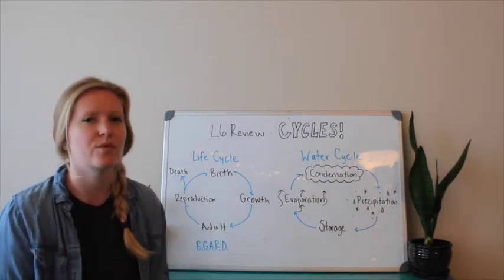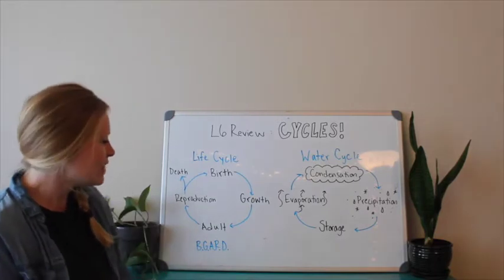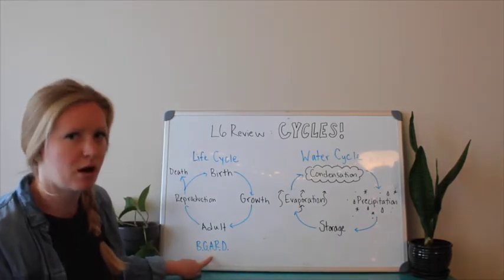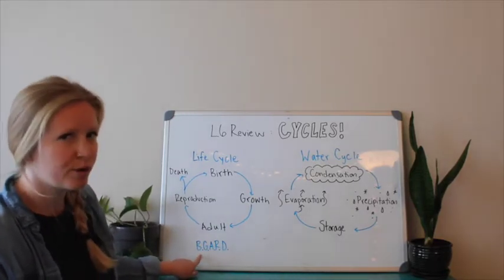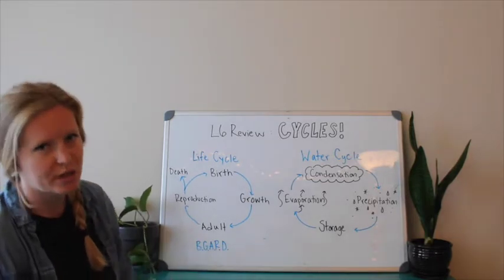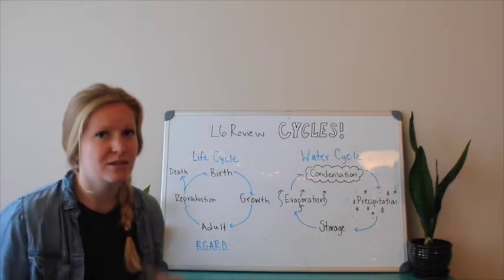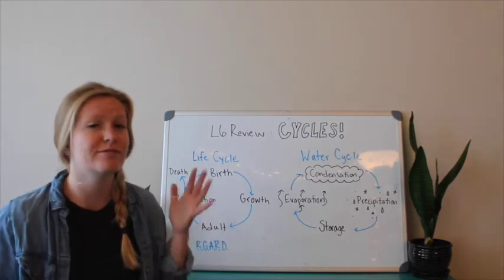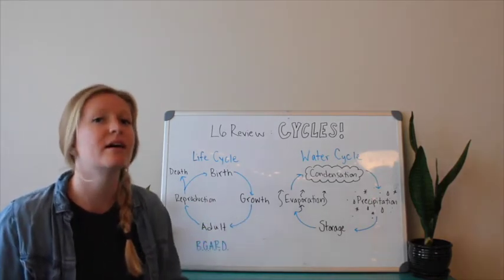There's a way that you can remember the life cycle, and that's by using this acronym, BGARD. BGARD stands for birth, growth, adult, reproduction, and death. So if you ever are having trouble remembering the five stages of the life cycle, just think BGARD.